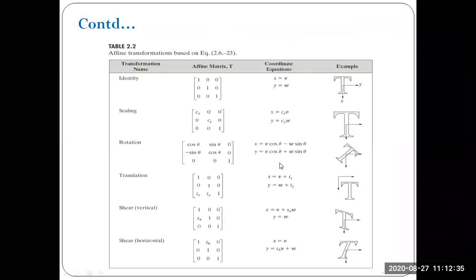So here I am showing one table. There is a transformation name, the affine matrix, that is, what operation you want to operate, then the coordinate equation and an example. As an example, here I am simply taking the letter T. For easy conveying, I am considering the letter T.